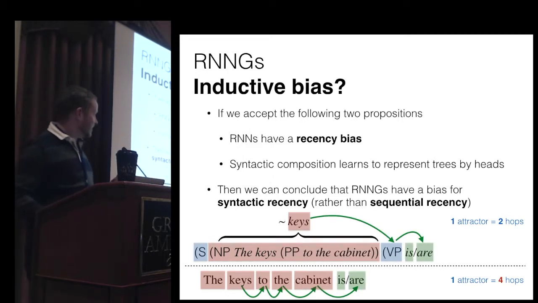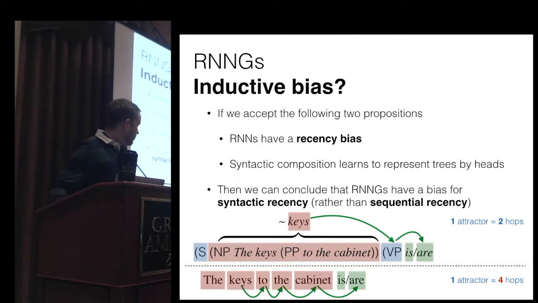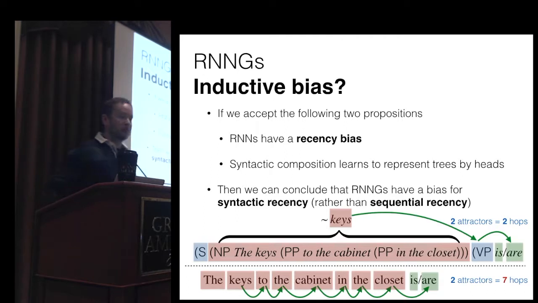But when we start looking at bigger material, we see that when there's that PP inside of this NP, we're still going to be representing this by keys, because this is just going to be elided by that composition function in favor of its keys. We still only got two hops, whereas down here we've grown to four hops.